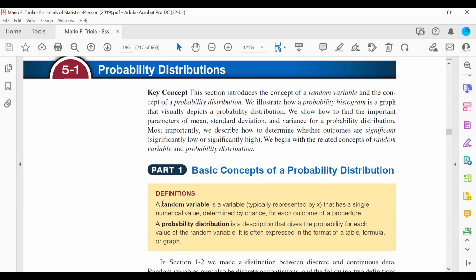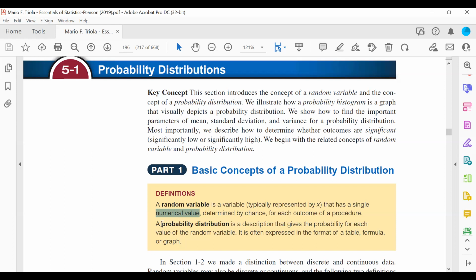Well, the x is called a random variable. So the random variable is a variable typically represented by x that has a single numerical value determined by chance for each outcome of a procedure, right? So the random variable has to be a numerical value, and it has to be a whole number too. So random variables have to be numbers and whole numbers. So it's got to be 0, 1, 2, 3, any whole number will suffice for the x. It can't be a label. It has to be a whole number.